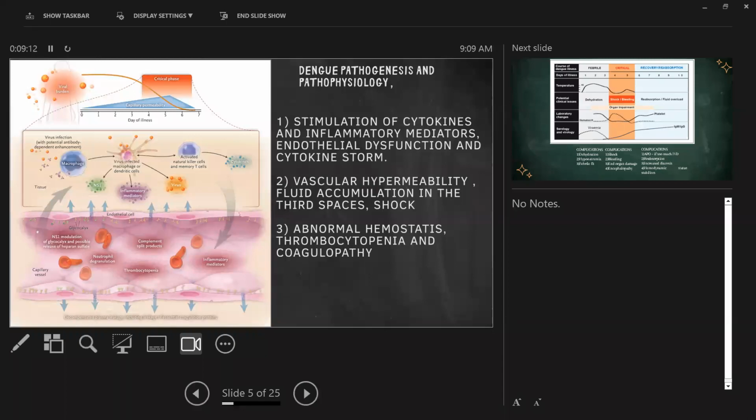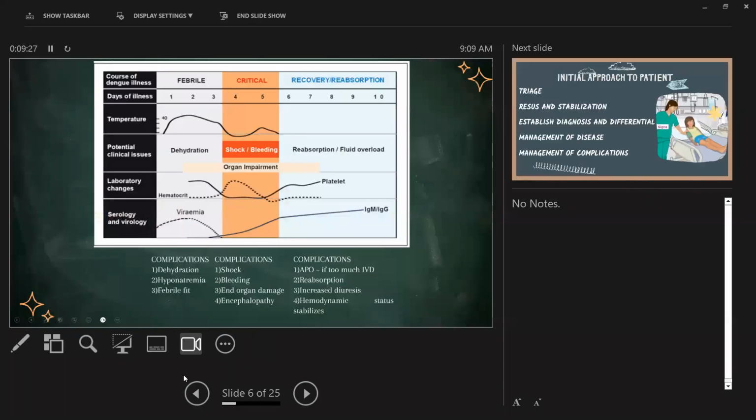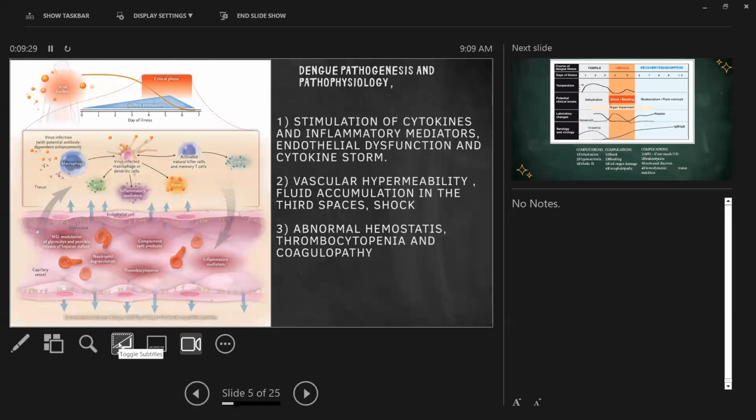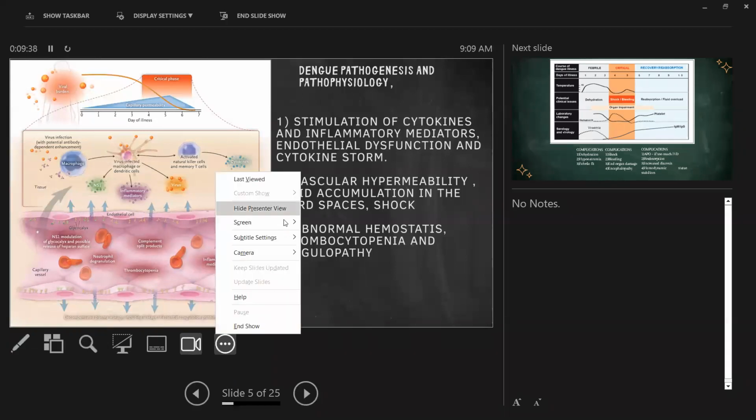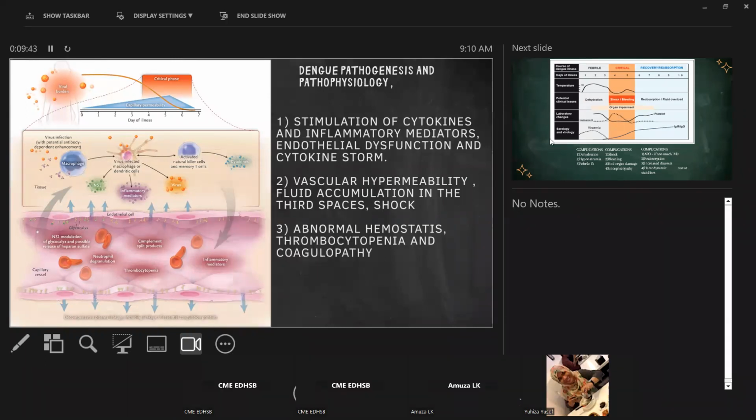Next, when the virus comes, it also inactivates our T and B cells, the immune system. It goes into the bone marrow and inactivates the immune system. That's why the WBC will be low. It infects the bone marrow, and the platelets will also be low. At the same time, platelets can leak into the third space. The remaining platelets are ineffective or inactivated. That's why the patient can have bleeding.